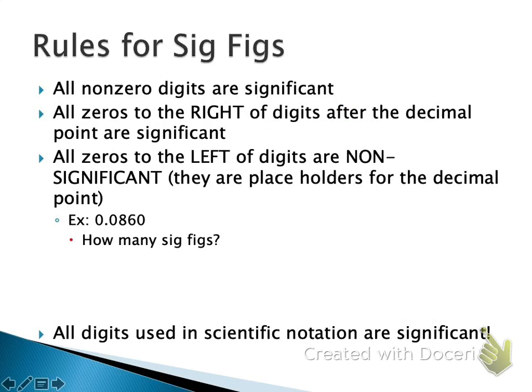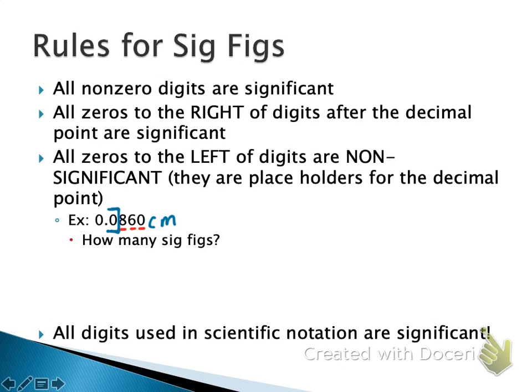Zeros to the left of digits are non-significant. They are placeholders. So that means those two are non-significant. That's because if this was in centimeters, I should just change the unit to millimeters. That would give me a more valid digit. These are just placeholders. So how many significant figures does this value have? 1, 2, 3, right? 3 sig figs. Okay, does that part make sense? Zeros to the left of digits are non-significant.